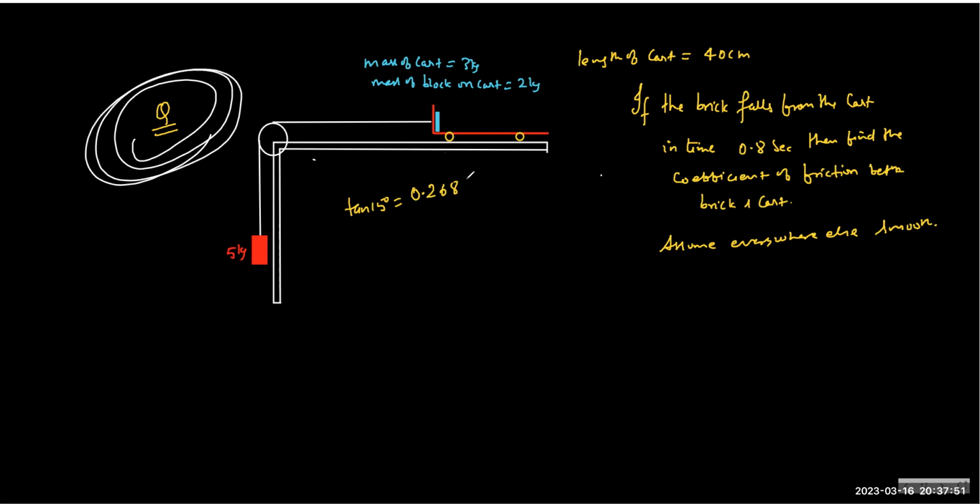The length of the cart is given, sorry. Yes, this is given, right? 50 centimeters. Time is given. Mass is given. I think the rest you can do. You can take g as 10.